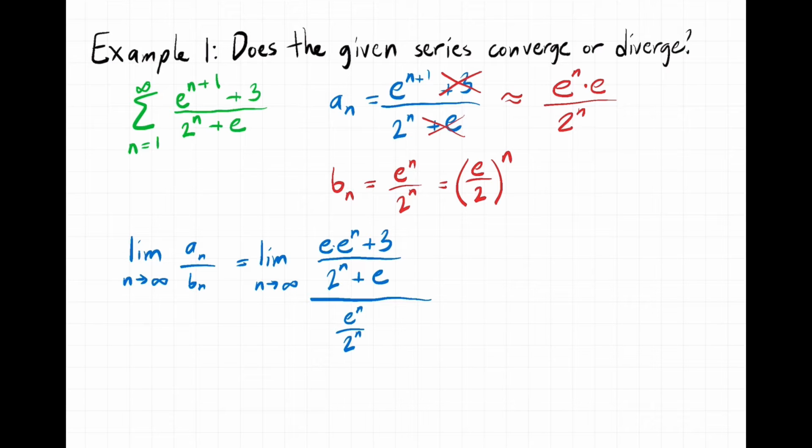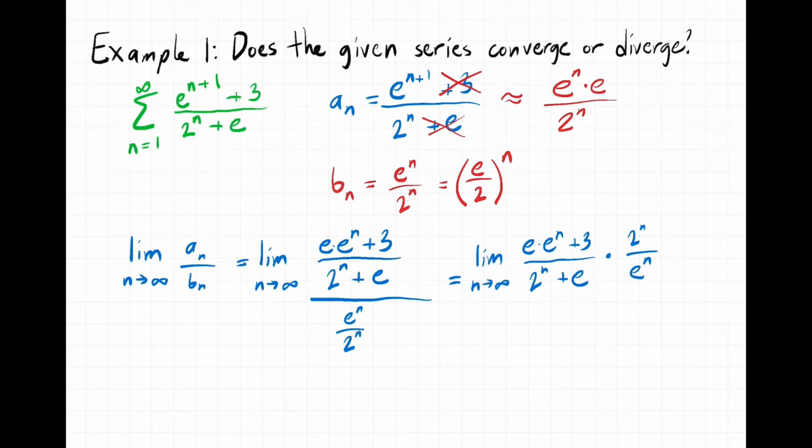And now we just have the work of simplifying this expression and getting this into a form we can actually work with. So this equals the limit as n goes to infinity of, okay, now I've got a fraction divided by a fraction. What should I do with that? Well, the very first thing I should do is convert that to multiplication. We've got e times e to the n plus 3 over 2 to the n plus e, times the reciprocal of the fraction we're dividing by. So that's going to be 2 to the n over e to the n.